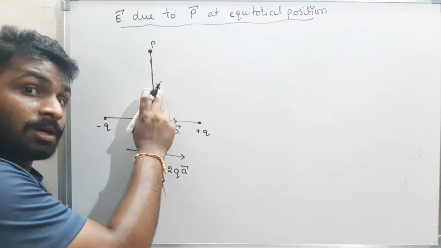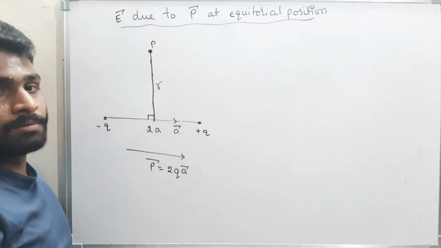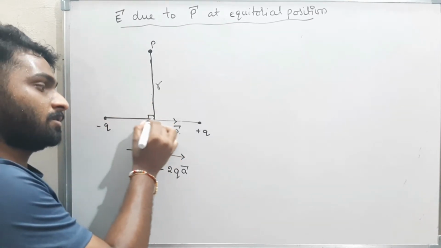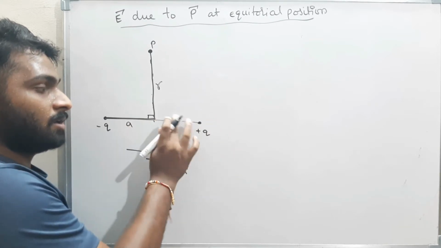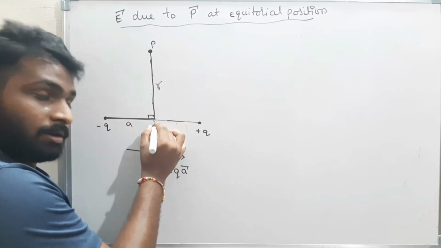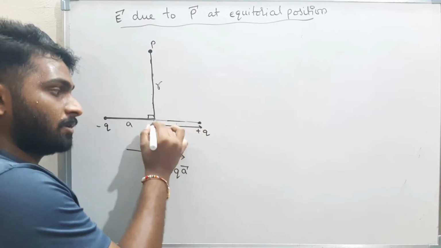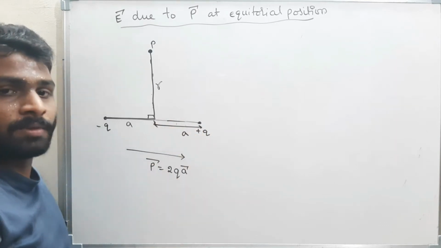Which is at a distance R. This distance is A. This distance is A, and what is this distance from here? This distance is 2A. Okay.